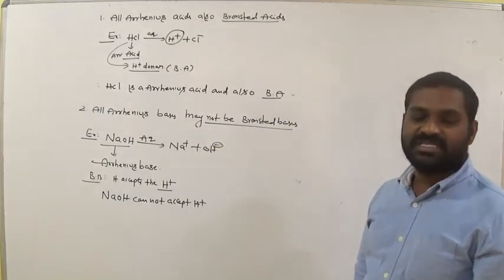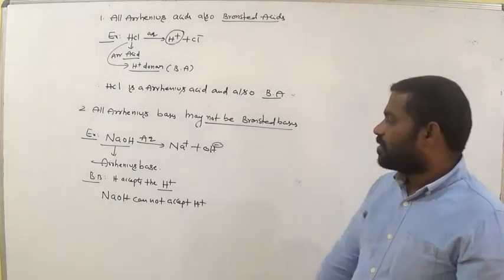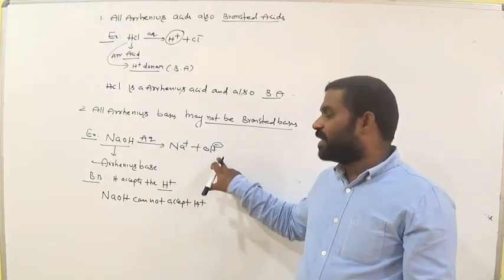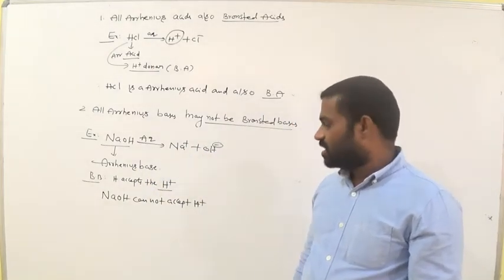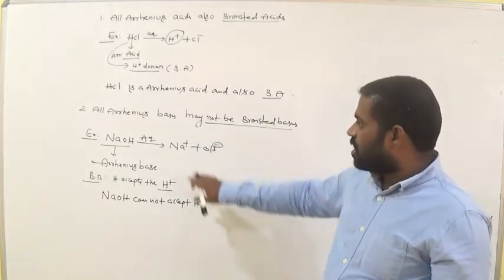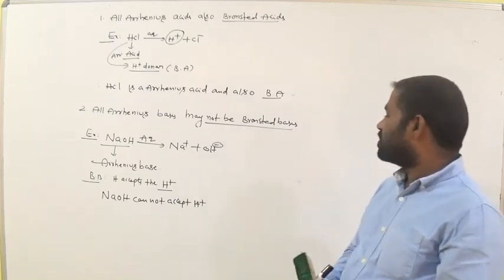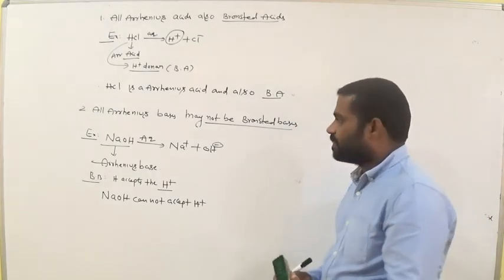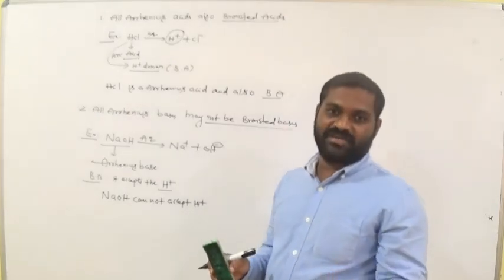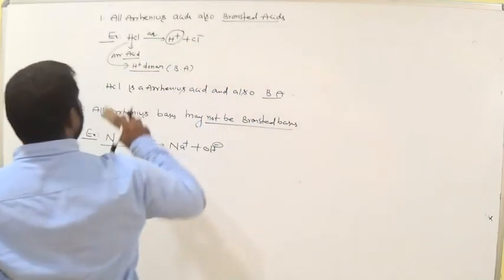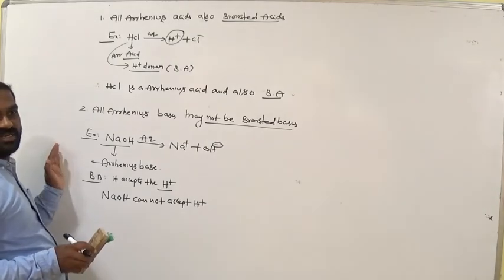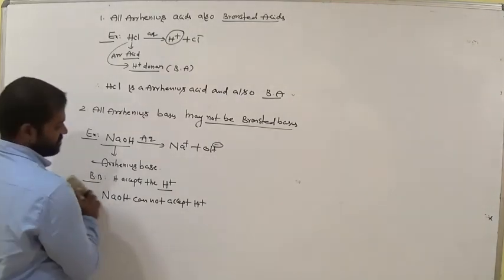Is it clear, all of you? Bronsted base means H plus acceptor. NaOH is an Arrhenius base because it gives OH minus. Does NaOH accept H plus? No. So all Arrhenius bases may not be Bronsted bases. Remember this. This is the comparison between Arrhenius and Bronsted. Direct questions come in board exams and also MHT-CET, NEET, mains. Remember this.